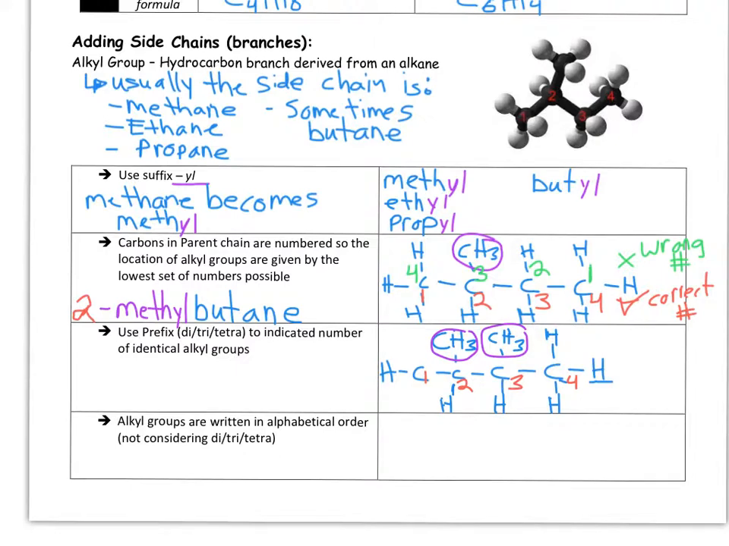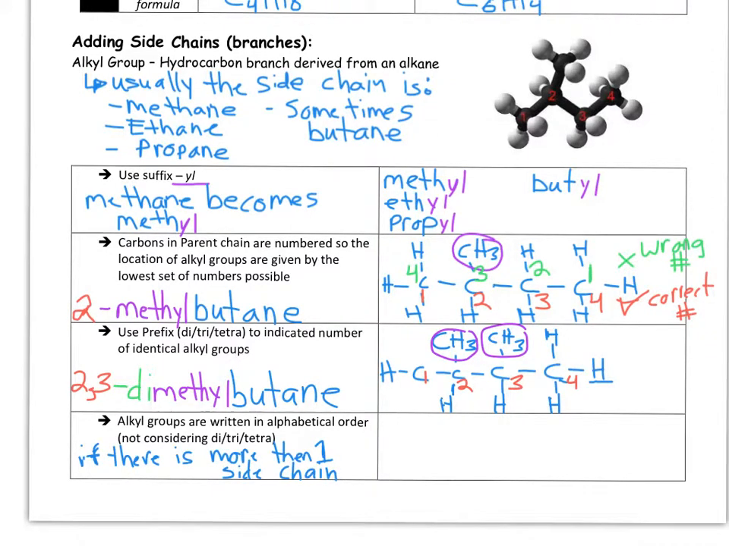So when we name this one, again, we have to indicate in the name where the branch is located. So we go 2,3, but now we have 2 of them. So we're going to use the prefix di, dash, di. They're both methyls, and it's a butane. So this one is 2,3-dimethylbutane.